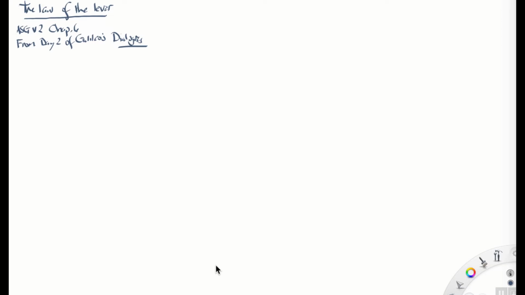Then what I'll do is I will briefly state it, kind of translate it into a mathematical form. And then instead of just trying to memorize the formula, we're going to try to see where this formula comes from. Okay, so what is the law of the lever?